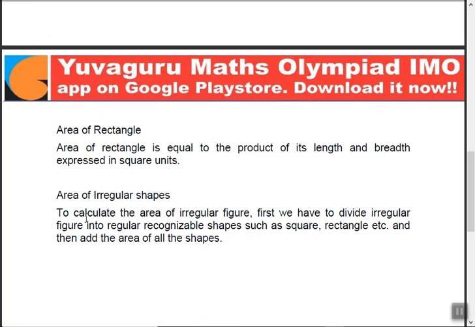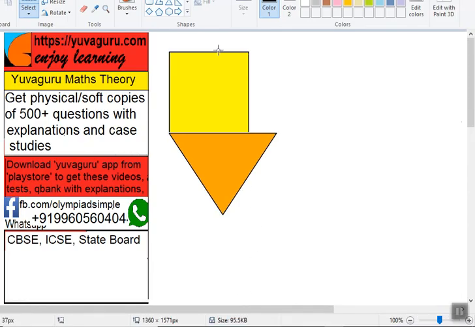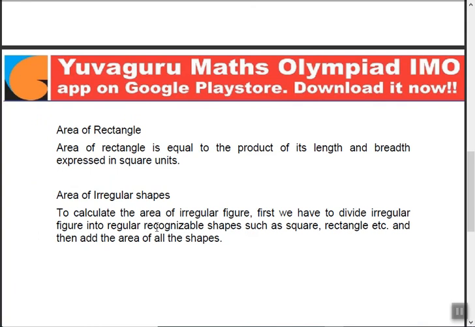Area of irregular shapes. To calculate the area of an irregular figure, first we have to divide the irregular figure into regular recognizable shapes such as squares, rectangles, etc., and then add the areas of all the shapes. Okay, now this is difficult to understand. I'll explain you one by one. See here, suppose I ask you to find the area of this whole figure, full complete, starting from all the endpoints. What will you do? You will divide this into two simple figures like a square and a triangle. Regular figures we call them. And then you will find the area of each one, square separate, triangle separate, and then we will add them, right? That is the logic we have to follow. That's the meaning of that sentence. Here, divide irregular figure into regular recognizable shapes such as squares, rectangles, triangles, etc. Right? That is the meaning.